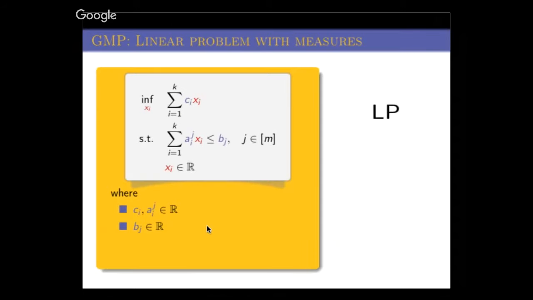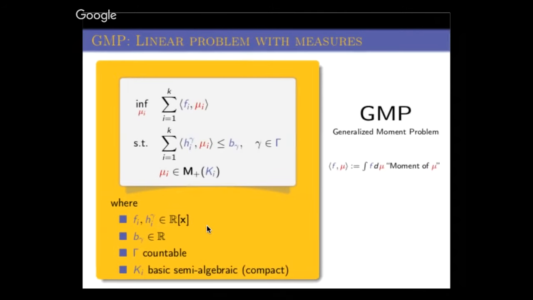So the problem I'm looking at is a bit complicated, but it all starts with LP. Everyone knows LP, right? Yes. So LP, what do you have? You have some real variables, and you have a linear objective function in the variables, and you have linear constraints on these variables. And the problem I want to look at is called GMP, the generalized moment problem.